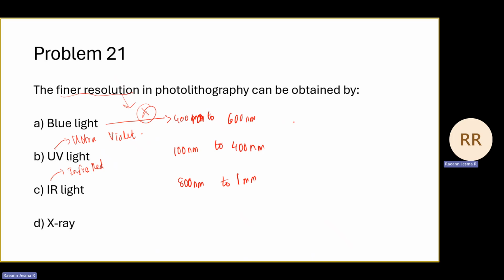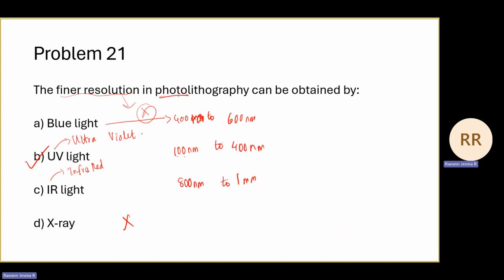And X-ray, we do not use X-rays in photolithography, even though they have a very small wavelength. Photo means light, but still we don't use any X-rays. So which has the shortest wavelength? It is UV light. So the correct answer is UV light, with a wavelength between 100 nanometer to 400 nanometer.